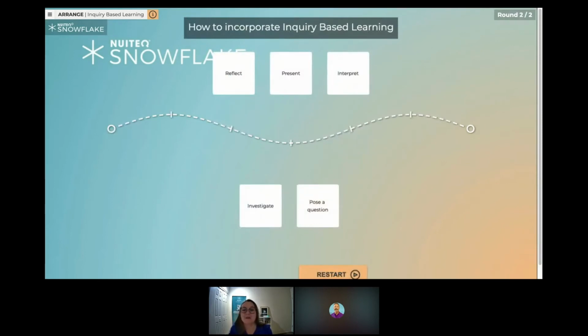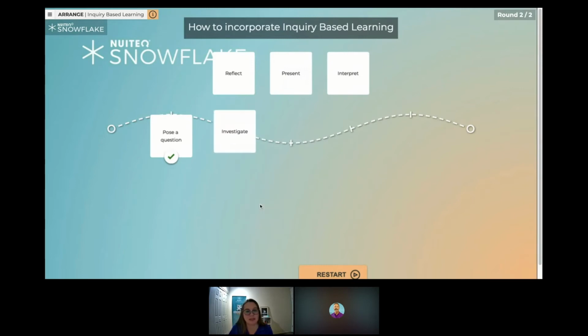So how do we incorporate inquiry-based learning? With that, the first part is to pose a question. So that question could be a question that the teacher introduces to the entire class, or it could be questions that the students come up with on their own, depending on the unit of study. So inquiry always begins with a question.